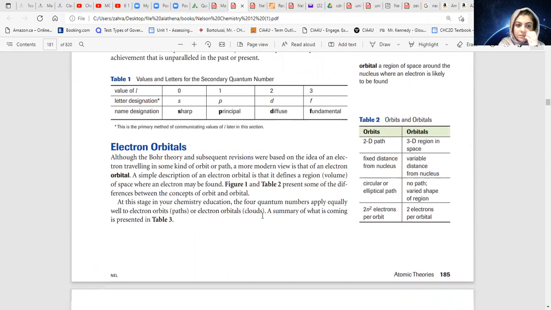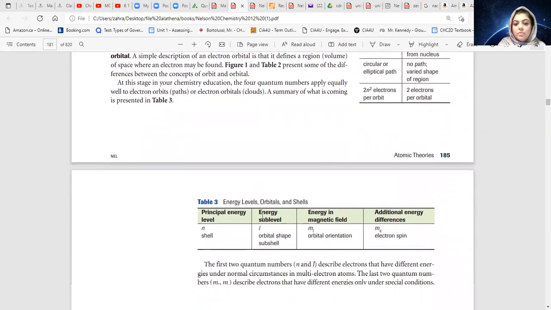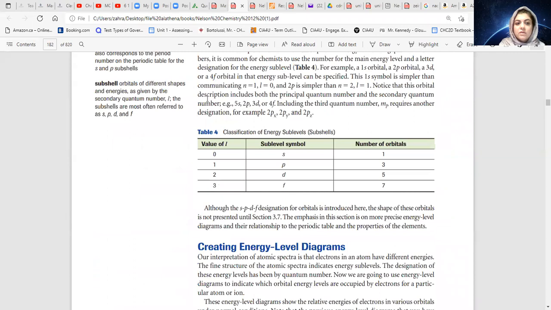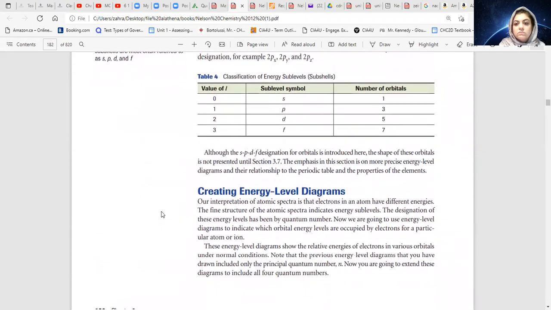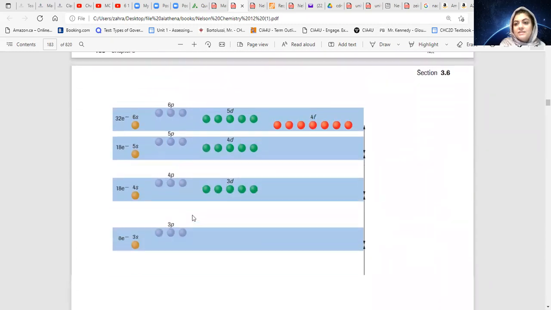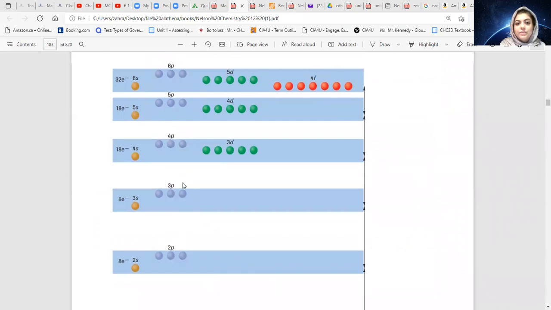Anyway, electron in the orbitals, if you have 4 quantum numbers, right? Energy level, N is a shell, L is orbital shape, subshell, ML is orbital orientation, and MS is electron spin. We did talk about that before. You can still read this definition if you want. Now we want to see how we can create this energy level.